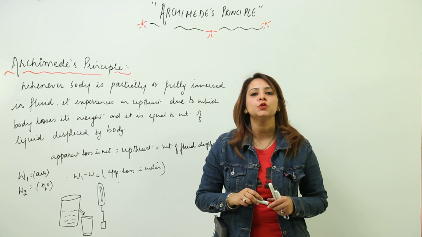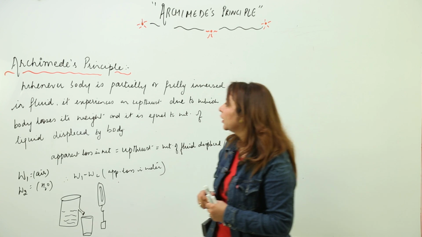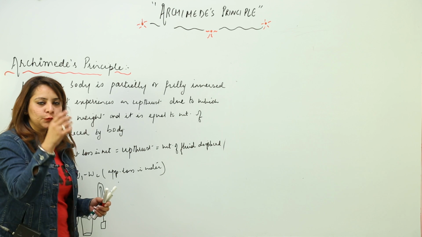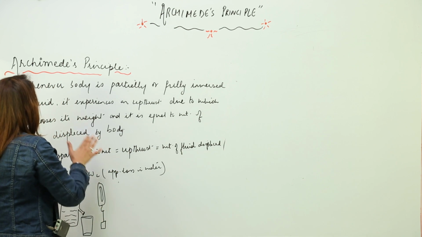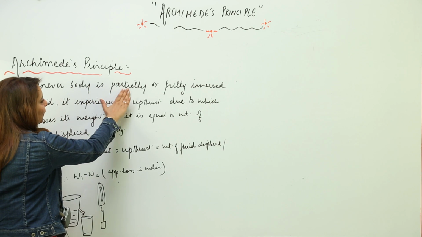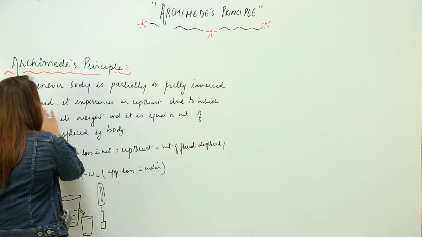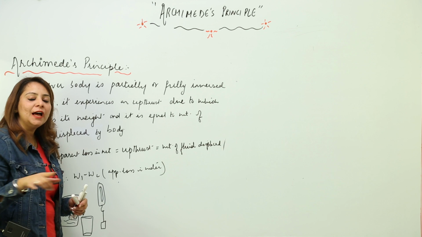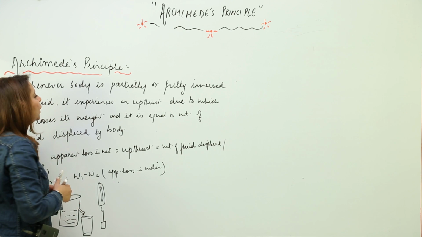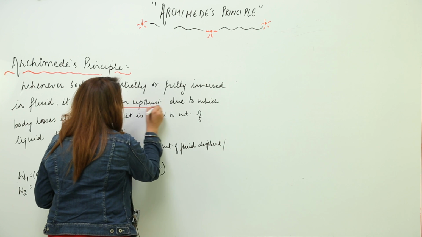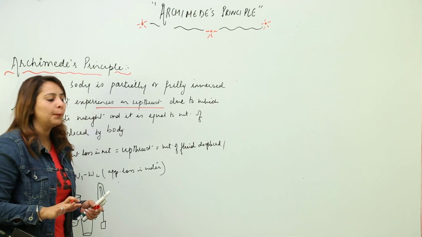Now we are going to start with the Archimedes principle. So Archimedes principle states, first I will just dictate the statement for you. It states that whenever a body is partially or fully immersed in a fluid, obviously it is going to experience an upthrust. This you already know till here.